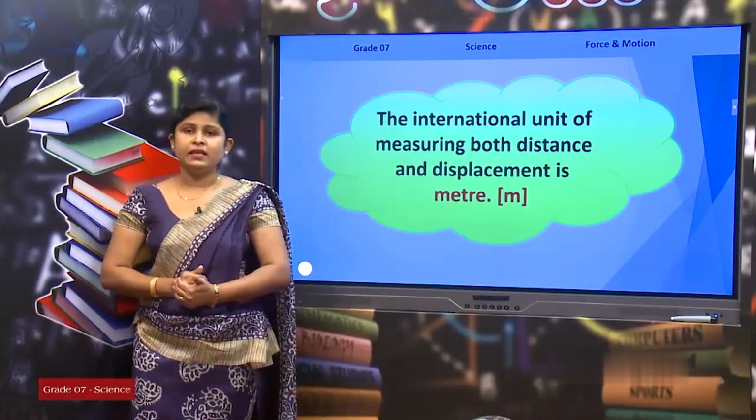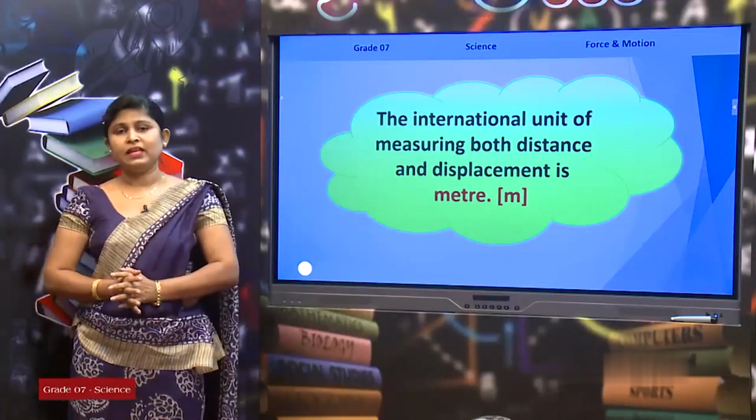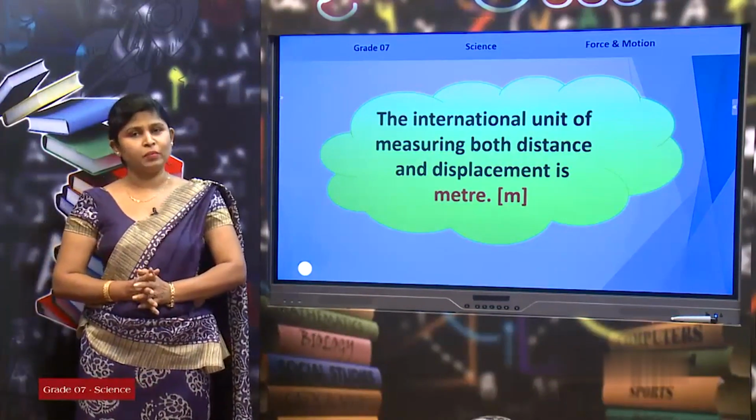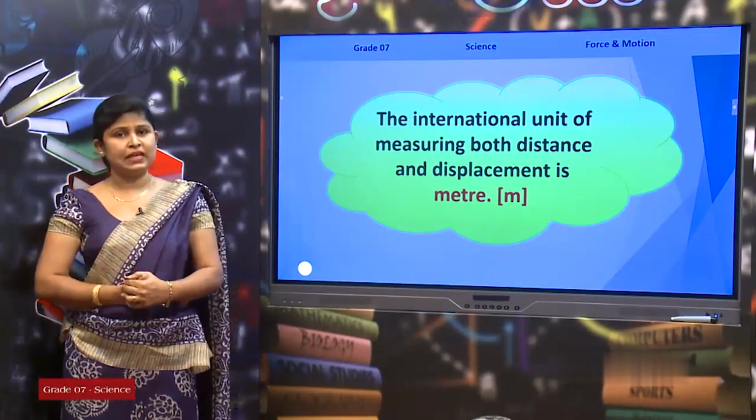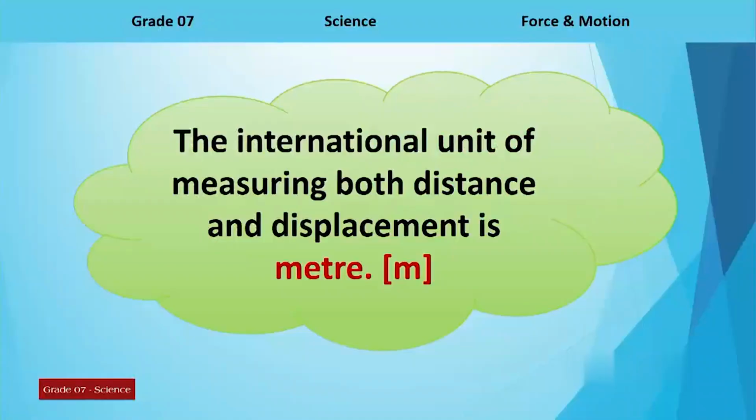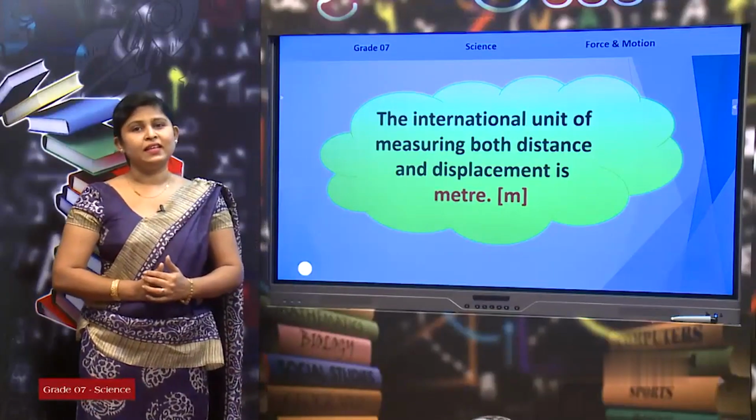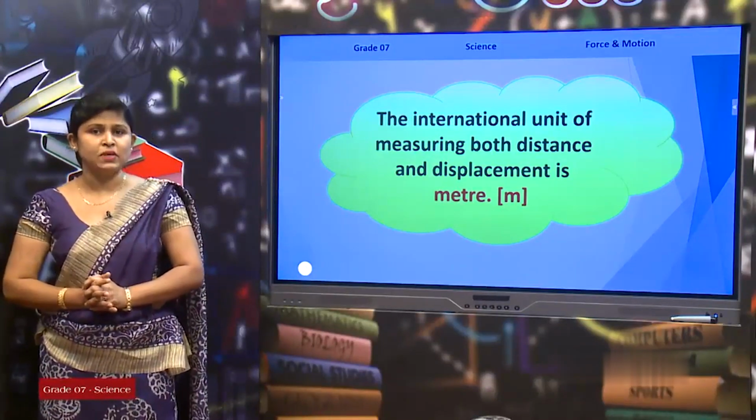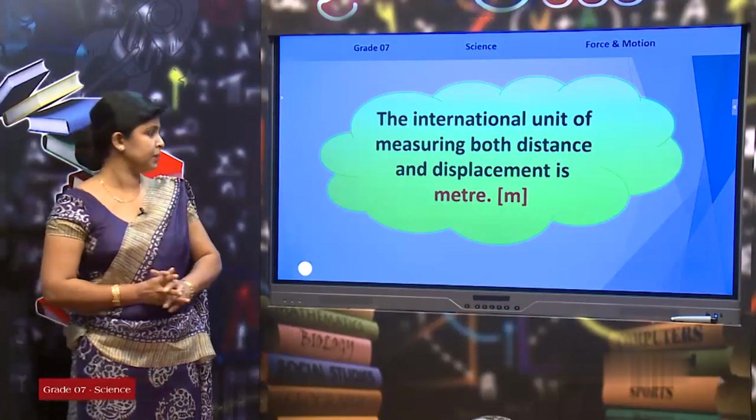Both distance and displacement are lengths. In science, we measure lengths in millimeters, meters and kilometers. But the international unit of measuring length is meter. The symbol is simply m as given on the screen. So, to measure the distance and displacement also we use meter. The international unit of measuring both distance and displacement is meter. Right? You have to understand that both distance and displacement are lengths. We have to use meter for measuring distance and displacement.